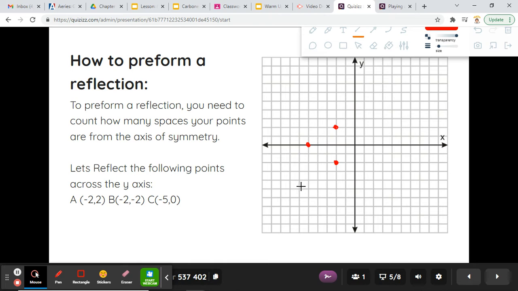So this is our original point here. It's our A, B, or C. And we need to reflect it across the y-axis.